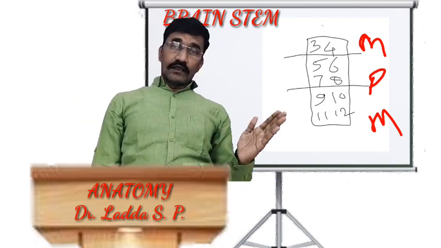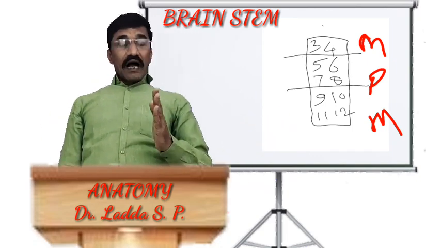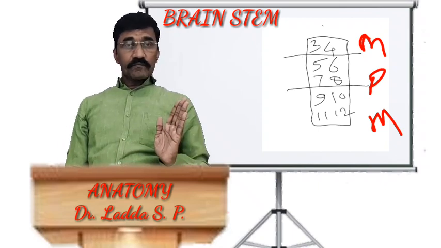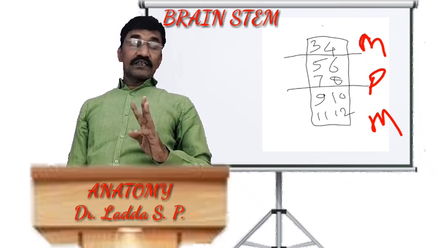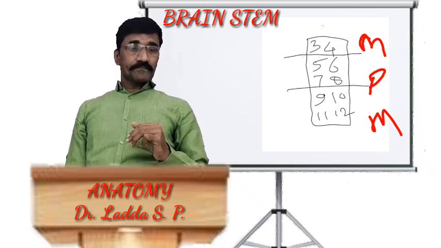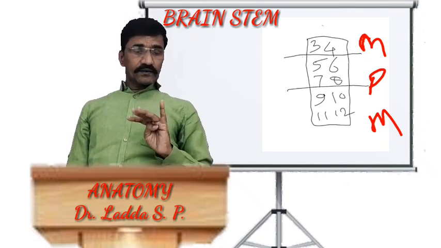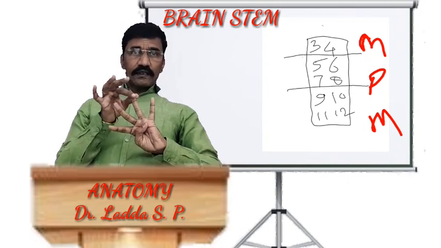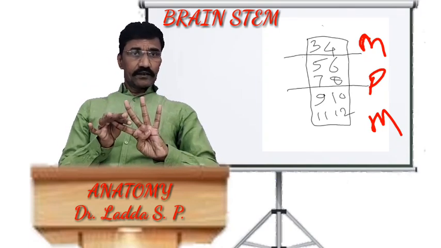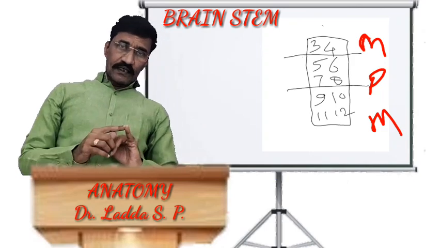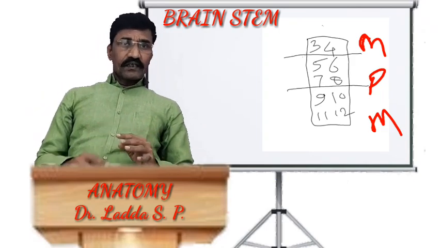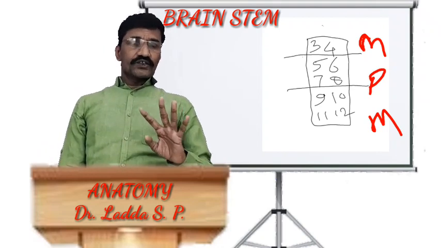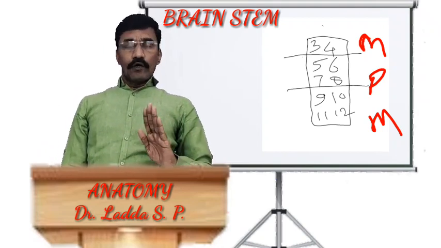So these nerve nuclei are there in the pons, whereas in the medulla oblongata there are 4 nuclei. One is the nucleus of the 9th cranial nerve, 10th, 11th and 12th. So, glossopharyngeal, vagal, accessory and hypoglossal. These are the nerve nuclei which lie in the medulla oblongata.